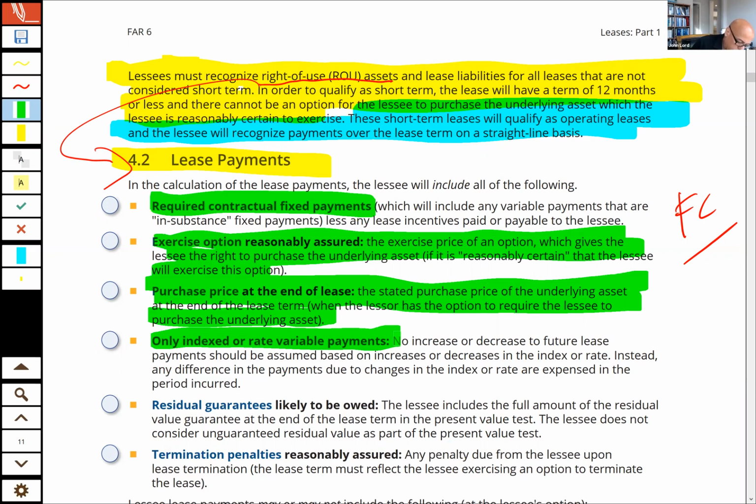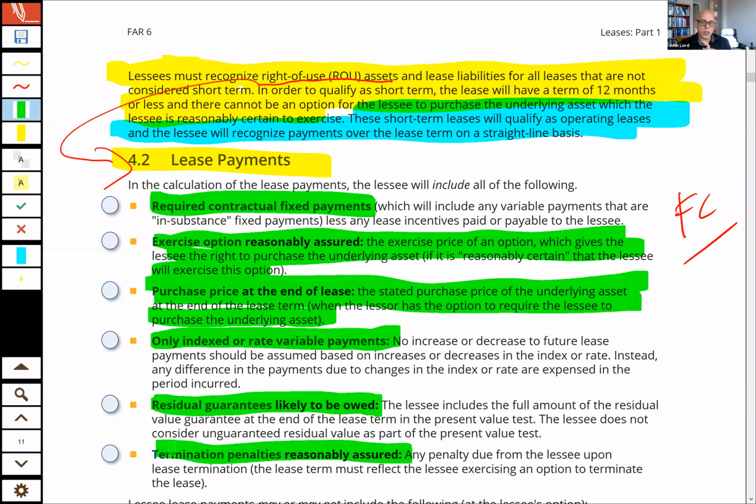Okay, residual guarantee value likely to be owed. If they say that you're going to crash this vehicle, and you're going to have to pay the residual value at the end, then you assume that you'll have to make that payment. And then any termination payments reasonably assured.